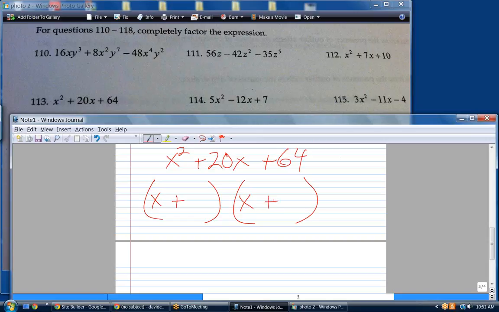Now, what's the rule we're looking for? The two numbers that are left have to multiply to equal 64 and add to equal 20. Okay. Well, it's not 8 and 8, is it? No. So let's experiment, meaning we have to make one of them bigger and one of them smaller. Right. And let's look at that technique.